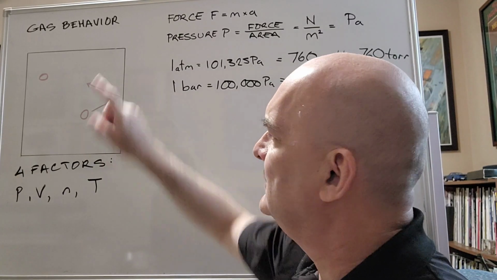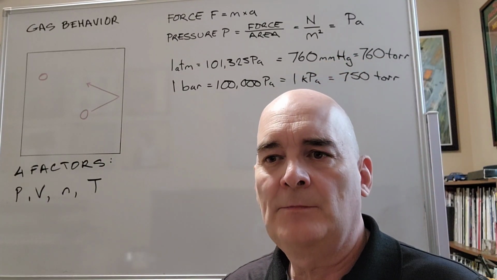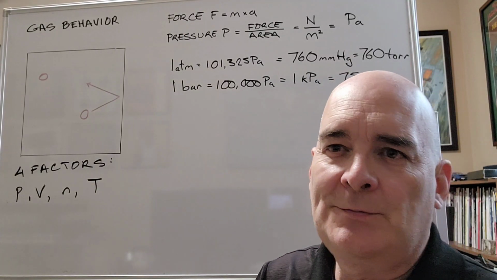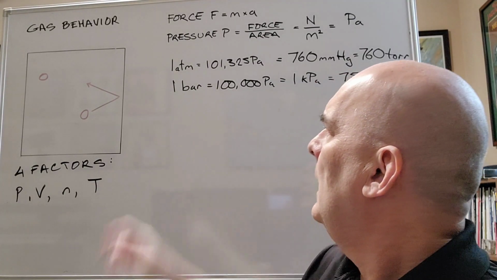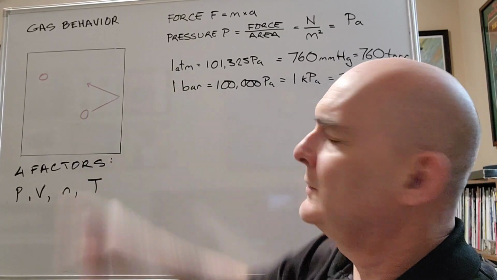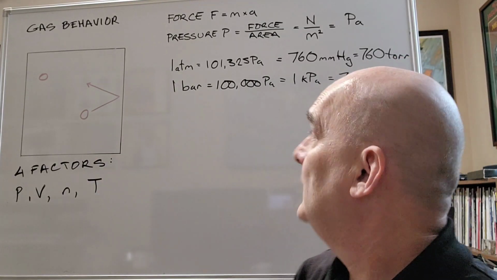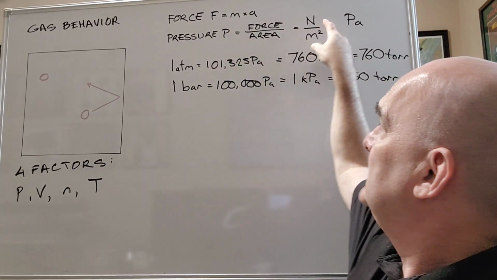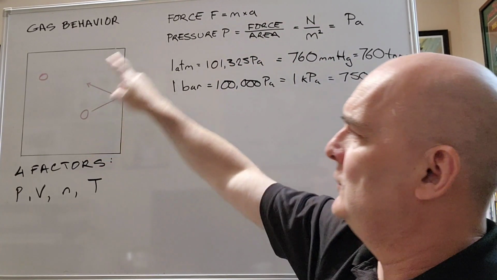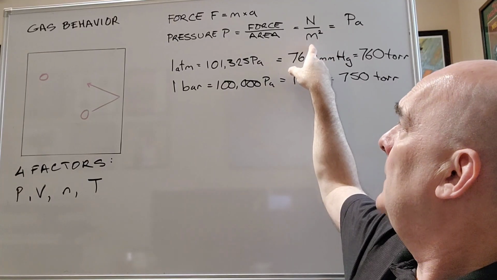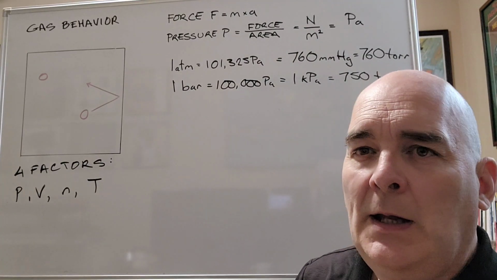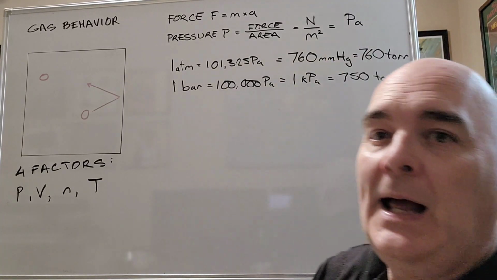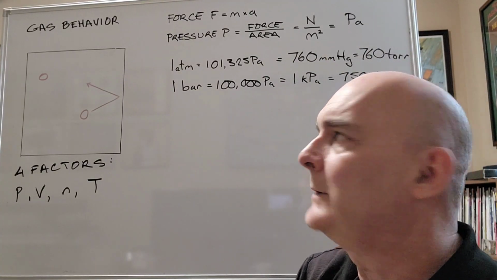Okay, the collisions with the container wall happen with force. Force is mass times acceleration, and pressure is what those collisions exert. Pressure is simply force per area. And because force is in newtons and area is a two-dimensional aspect, that could be square meters. Newtons per square meter is a unit that we call the Pascal. Now the Pascal is a very, very small number.